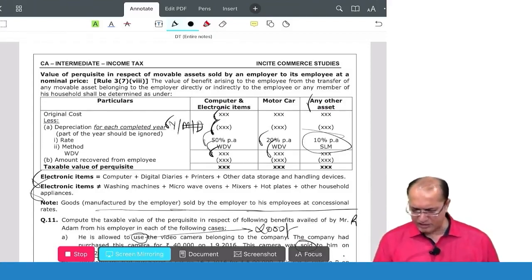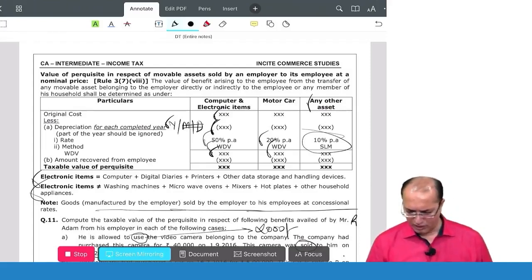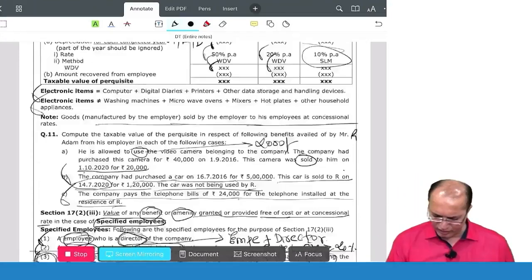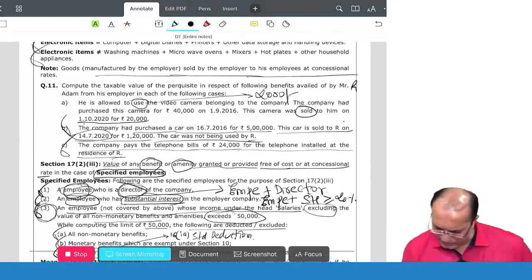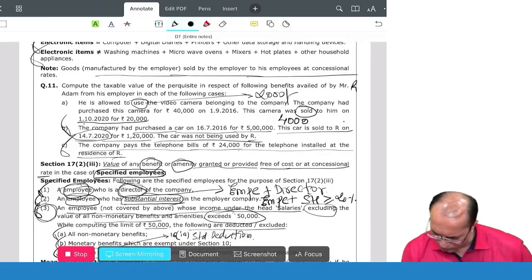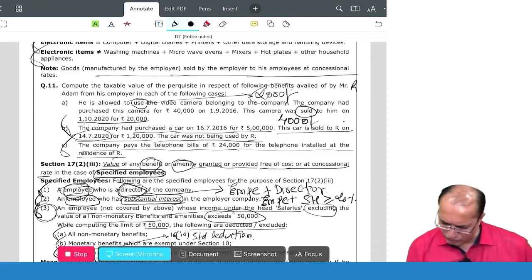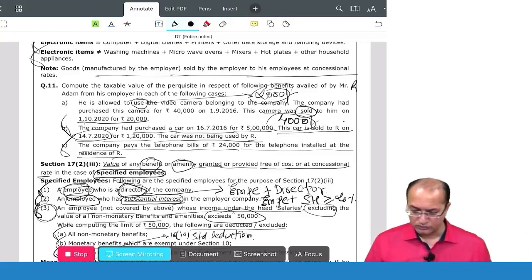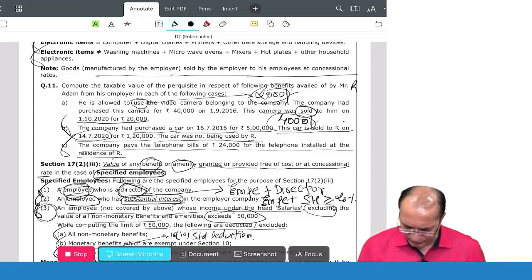And this camera is purchased by you at a price of 20,000. So a camera having a WDV of 24,000 is purchased by you at 20,000. So 4,000 is your benefit. 4,000 is the benefit for sale of camera. So total benefit is 2,000 plus 4,000, that is 6,000. Is that very clear?